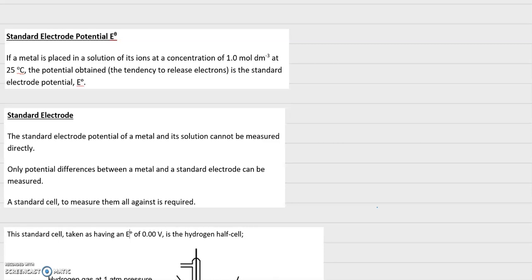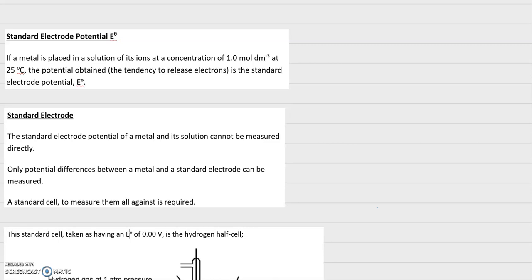So if we know the standard electrode potential more clearly, then we can compare which metal or which chemical species can actually lose electrons more readily, and then we can suggest or predict whether a chemical redox reaction will occur.